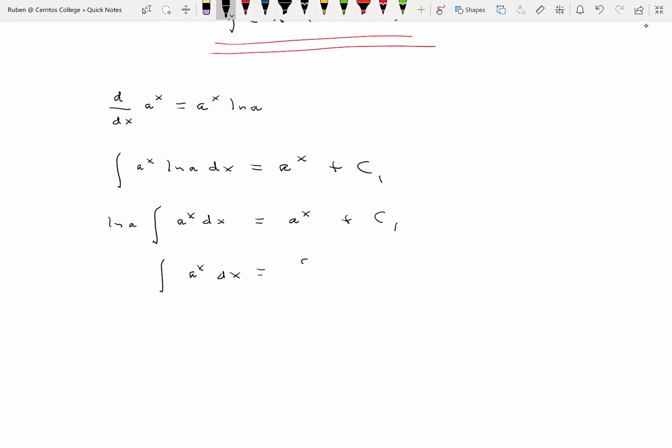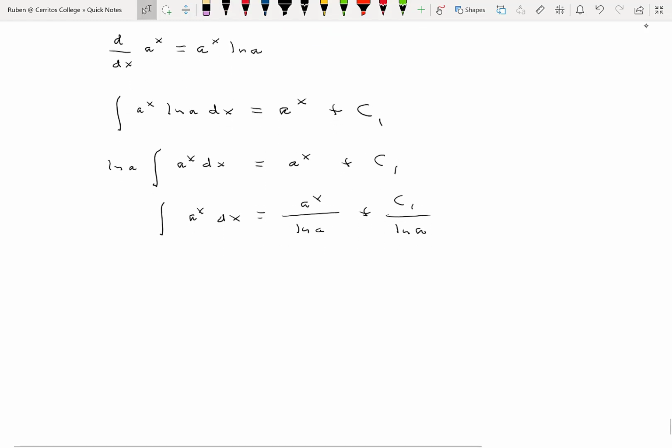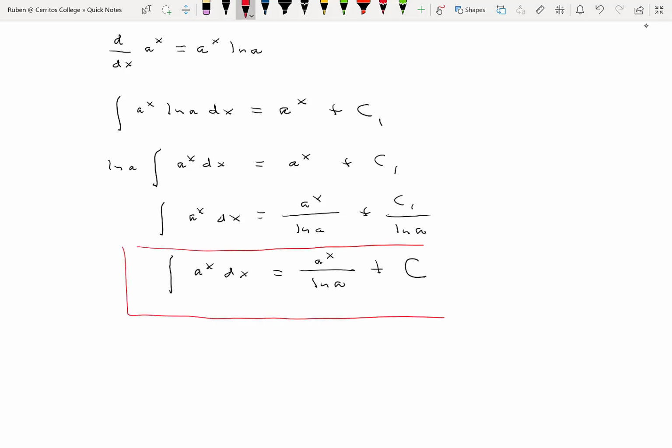So we get a to the x over the natural log of a plus C1 over the natural log of a. Now the reason I wrote C1 instead of just C for the constant of integration is I want to clean up that final constant. The natural log of a is just a constant, and C1 was arbitrary. That means it was just any constant. So I'm going to replace C1 over natural log of a with another arbitrary constant. And that's our integral formula for the general exponential function.